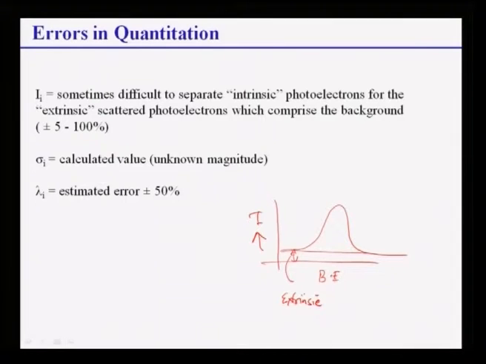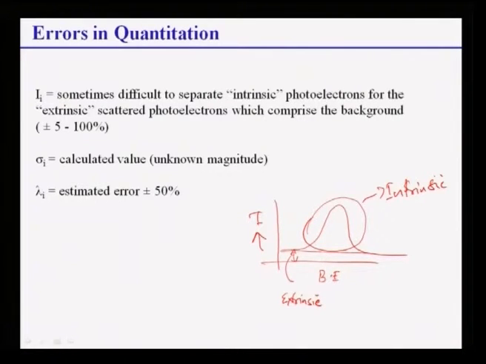The peak comes from intrinsic photoelectrons, and the basic problem is to differentiate between them. That means the basic problem lies in fitting the background properly, because the intensity calculation will depend upon how you remove the background, and that is why error creeps in. This error can be approximated to be about plus minus 5 to 10%.